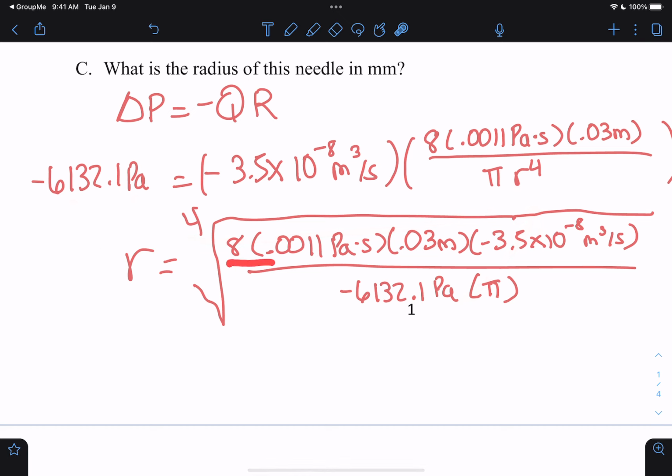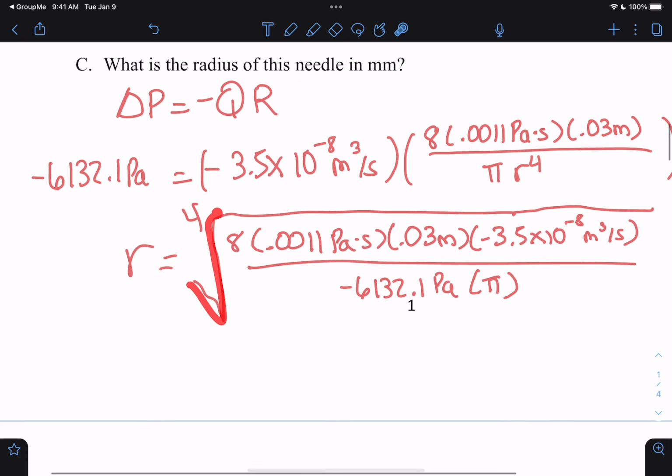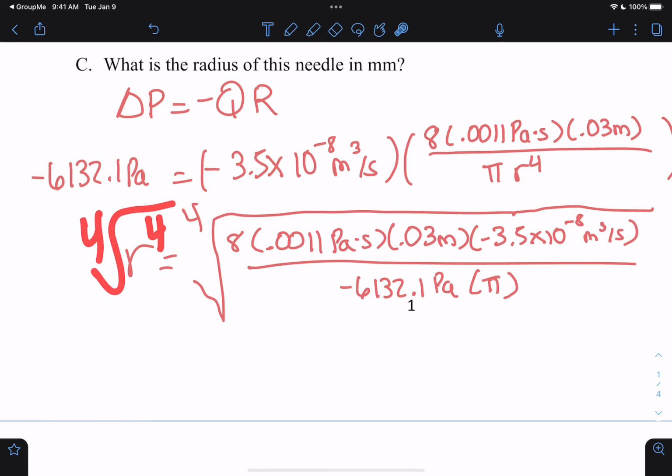That's why you can see this is the same, this is the same, this is the same, 0.03, 0.03, negative 3.5, negative 3.5, right? And then we divided over the negative 6,132.1, and we're left with the pi there as well at the bottom. And we took the fourth root, right, on both sides of the equation to cancel that out.